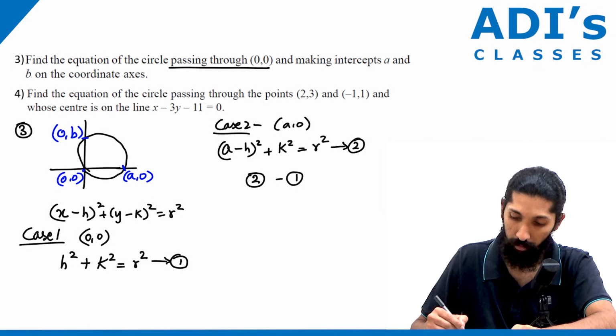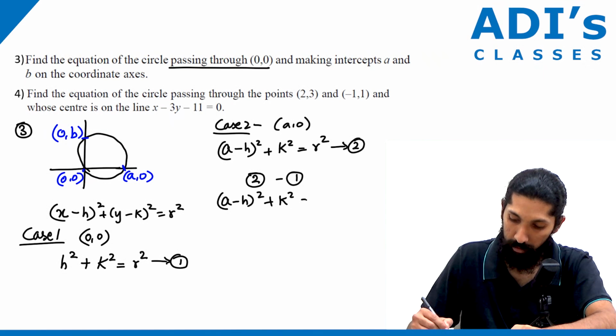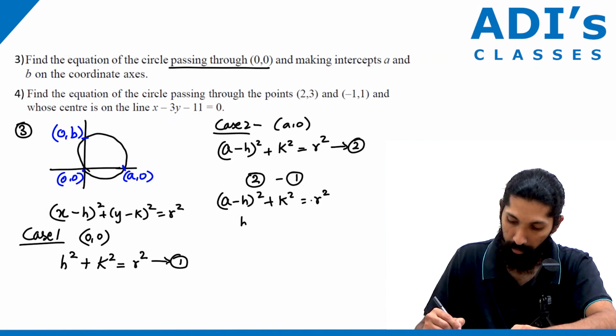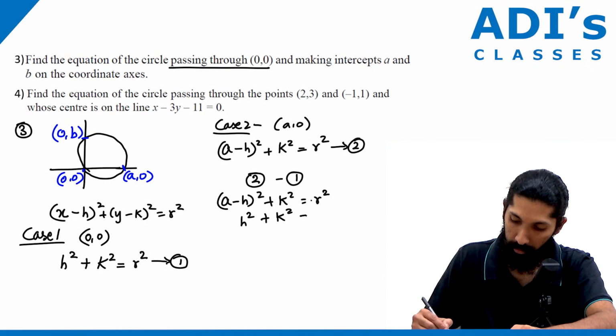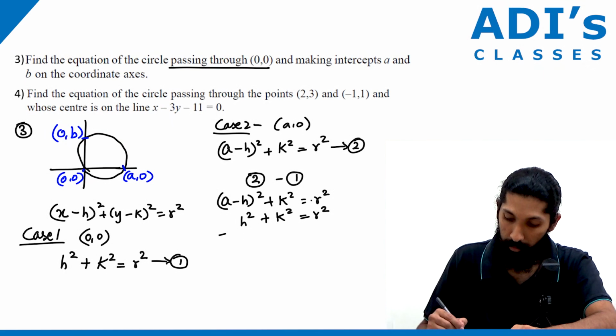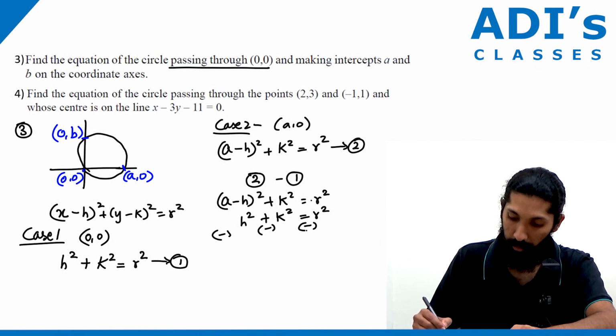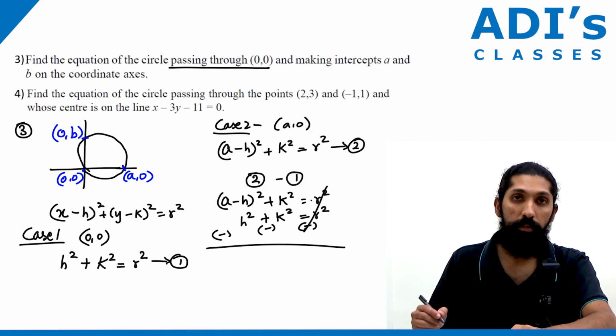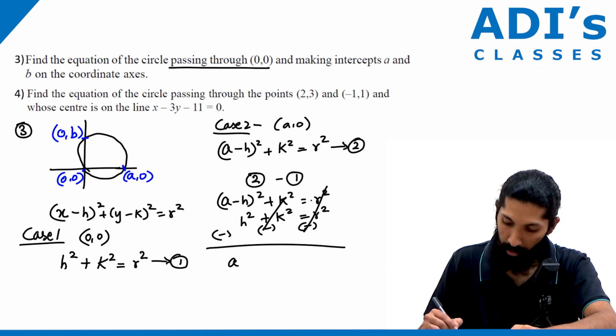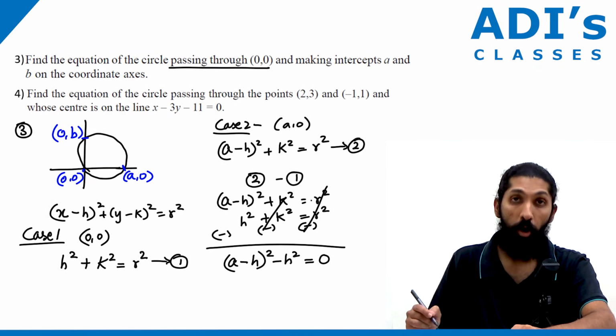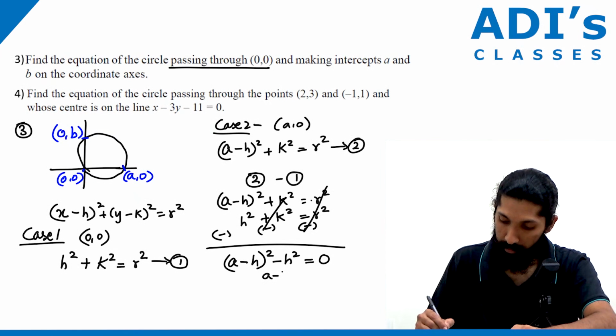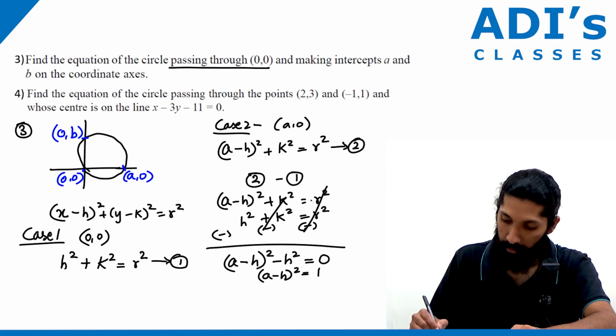That means (a minus h) whole square plus k square is equal to r square, and h square plus k square is equal to r square. Subtract the one equation with another. r square cancels, k square cancels. Now what do you have? (a minus h) whole square minus h square is equal to 0. Or you can also write (a minus h) whole square is equal to h square.